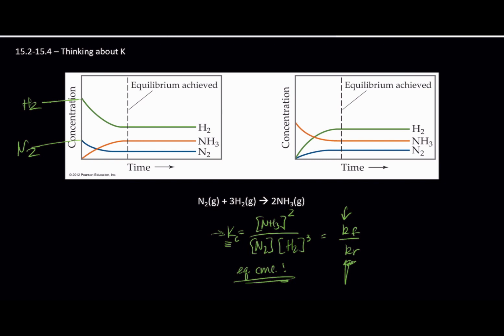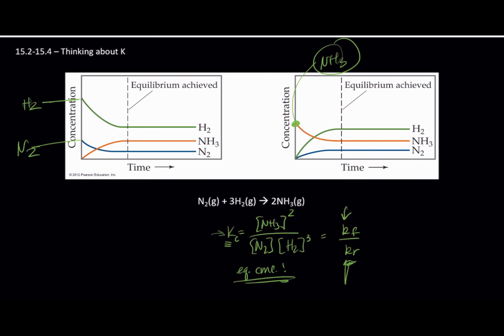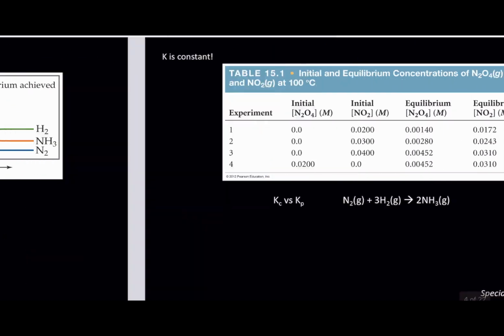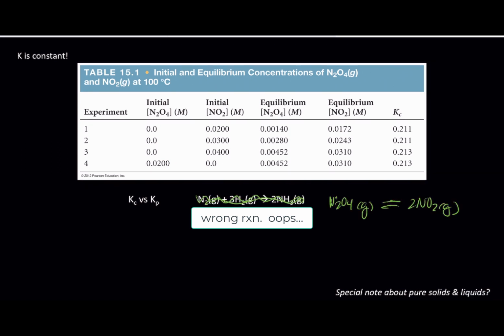Likewise, we could start with just NH3, and we can produce H2 and N2. And you'll note that in this particular graph, they've chosen a concentration of NH3 that is the same, which means that our H2 and N2 concentrations end up being the same. So what that means is K is constant. A better way to look at that would be this table from your book. And what this is saying is that I can start with 0.02 molar NO2, and this is how much of that I end up with.